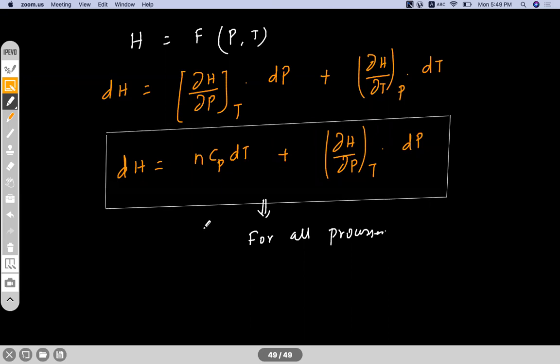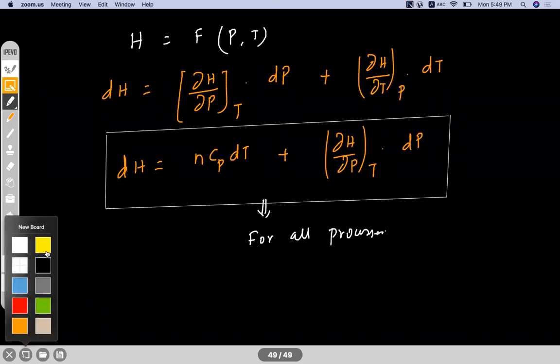Yes, done till here? Okay. Now, condition you seen, this is the expression we get. Now, if you apply the condition for ideal gas here, for ideal gas, we have H is equals to U plus PV. This is the expression we have of enthalpy.